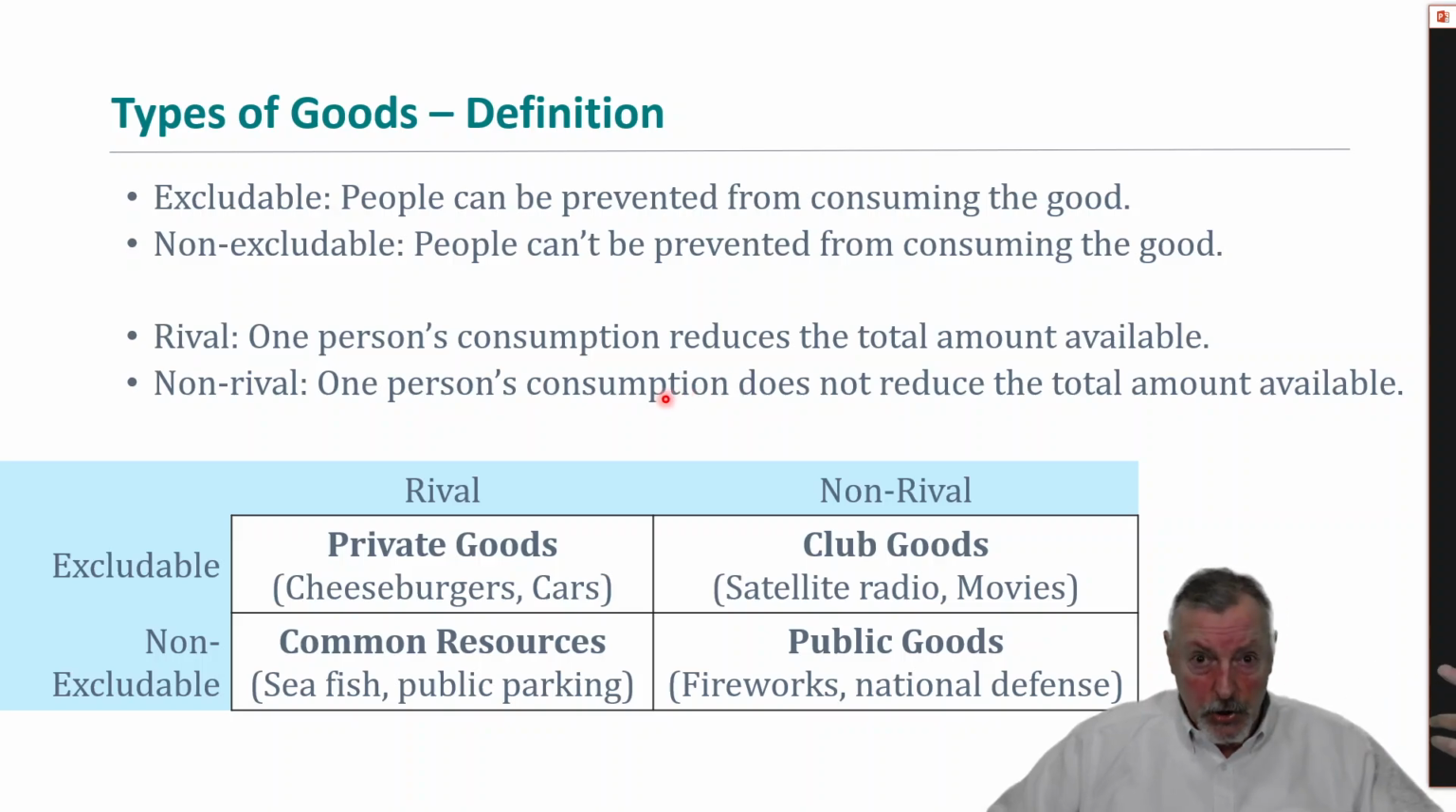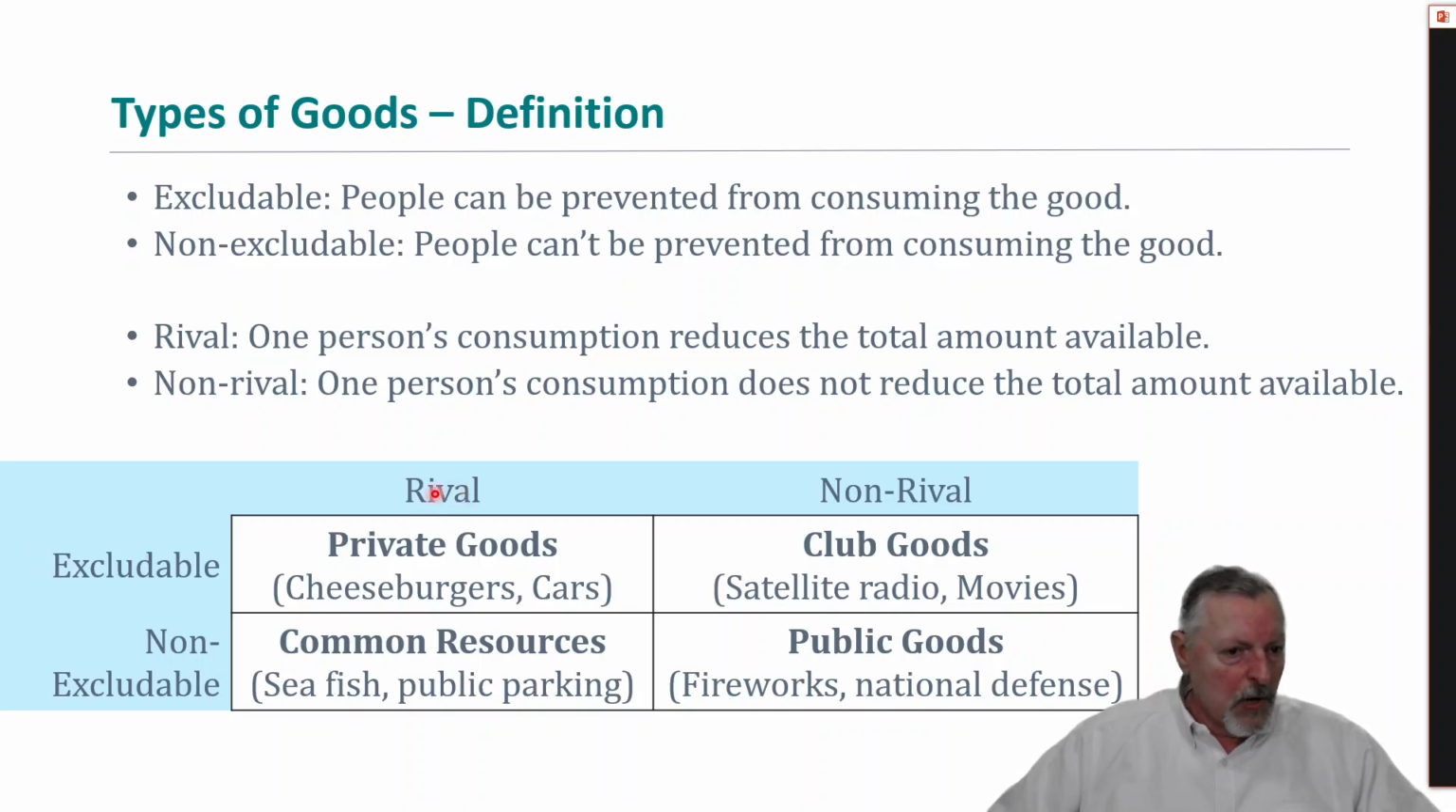When you think of a good, most of the time you're thinking of a private good, which is both rival and excludable. Think cheeseburgers. It's rival. If I eat a cheeseburger, it's not available for you to eat. Also, it's excludable. I walk into McDonald's, say, give me a cheeseburger, please, and I refuse to pay them, they can say, no, you're not getting a cheeseburger.